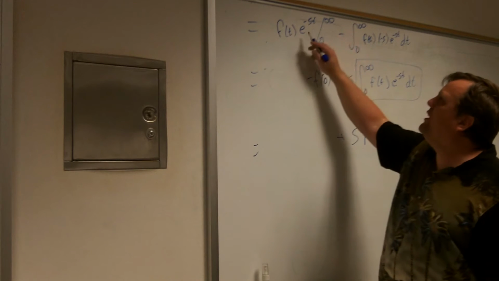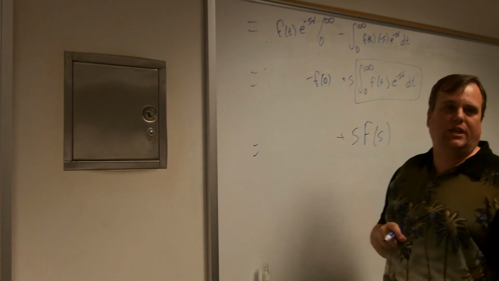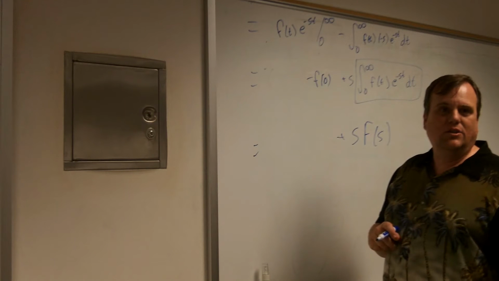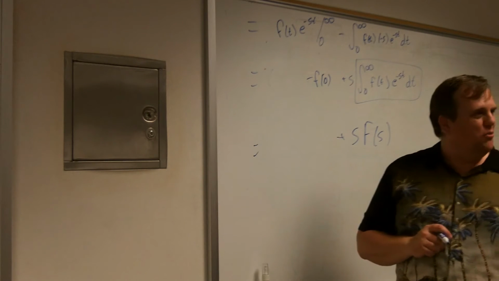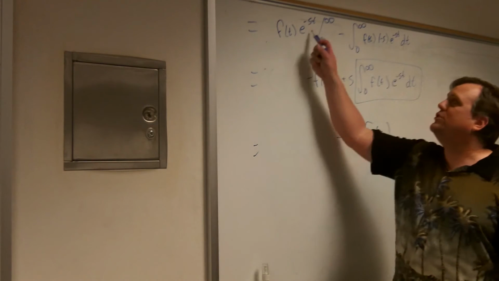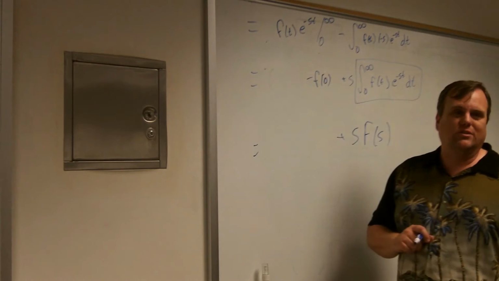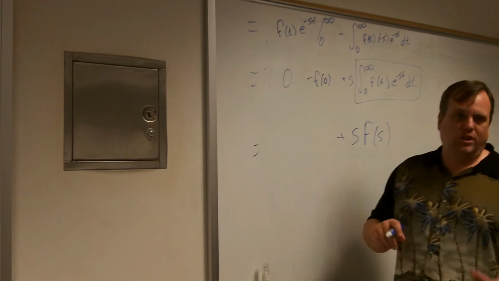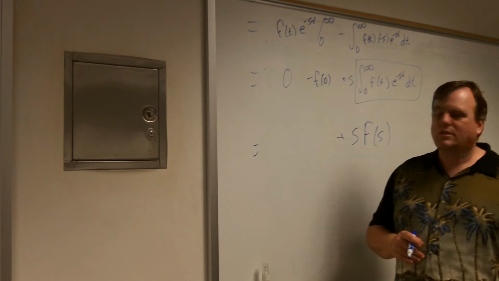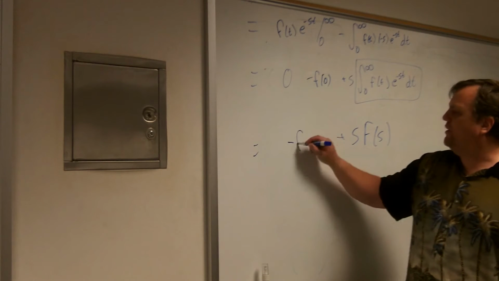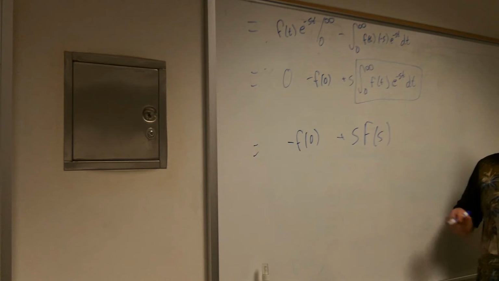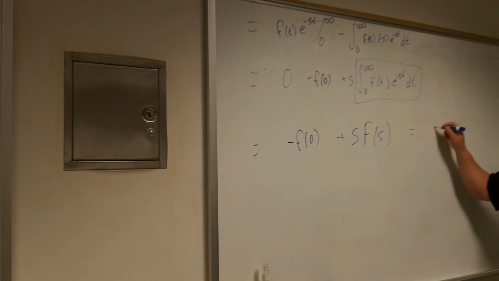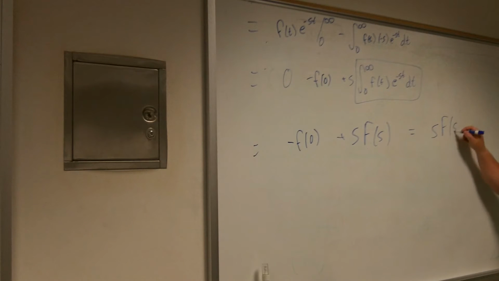When it goes to infinity, e to the minus infinity is? 0. That's the extended reals. Remember, in the limit, it goes to 0. 0 times anything is? 0. That's on the positive side of it. So this is just minus f of 0. I'm assuming for higher order 0, this is. And we usually just write it this way, s times f of s minus f of 0.